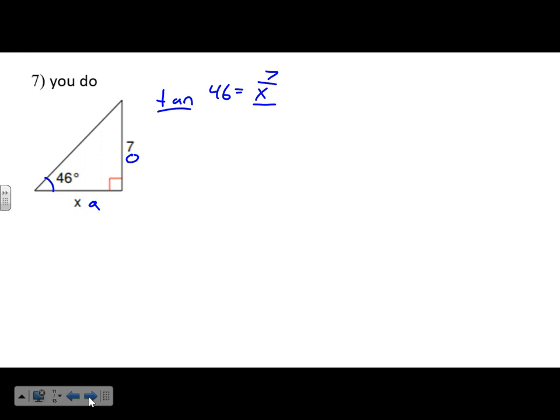So from here, my denominator is the variable, so remember I just switched those. x is equal to 7 divided by the tangent of 46. Just type that in your calculator, 7 divided by the tangent of 46. So x is equal to 6.76.